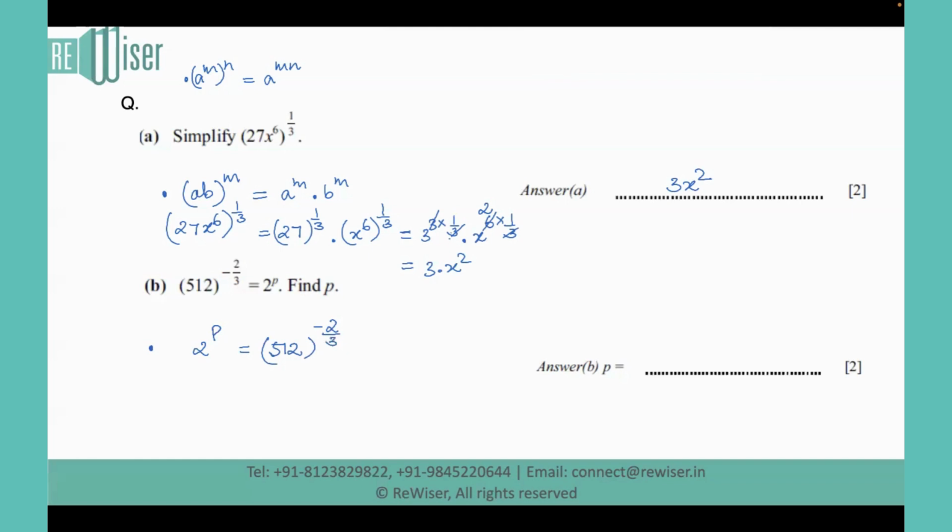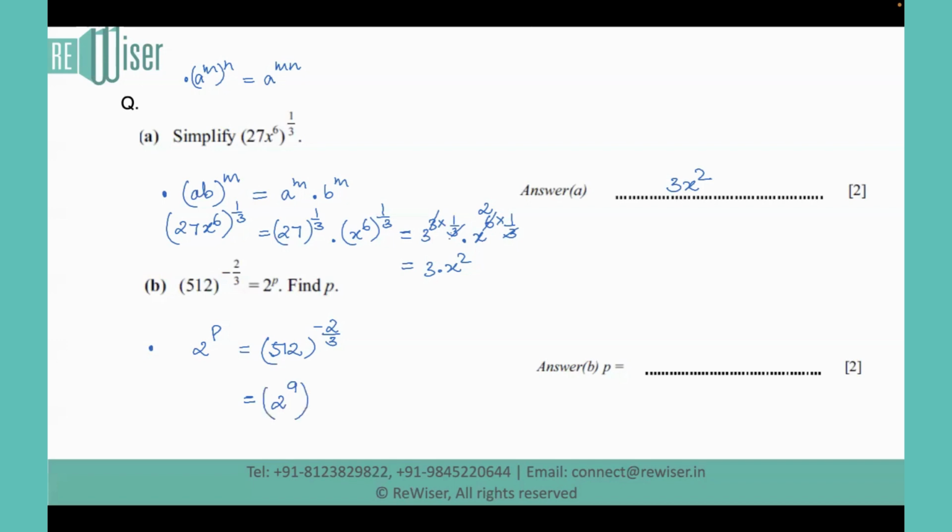What is the method we should apply here? Whenever we have to find the power and a base value is given, the base value we have is 2 for power p, we would try to make the base on the left hand side as 2 as well, so we can compare the power on both the sides. I can write 512 as 2 to the power 9, as 2 to the power 9 is equivalent to 512.